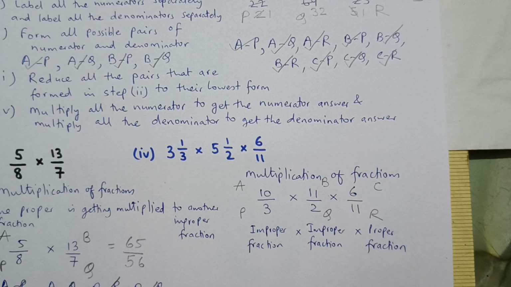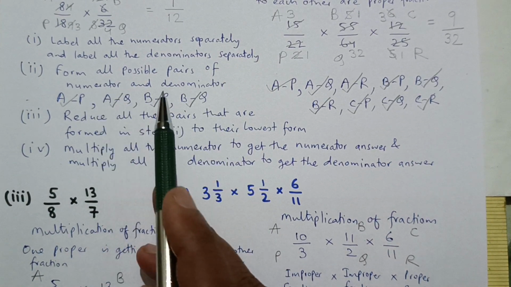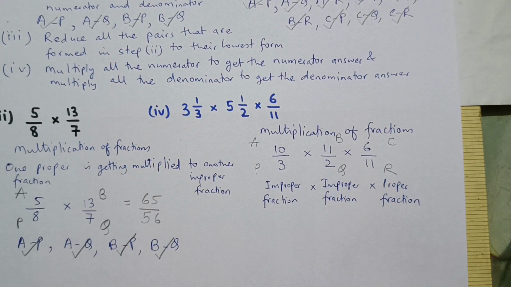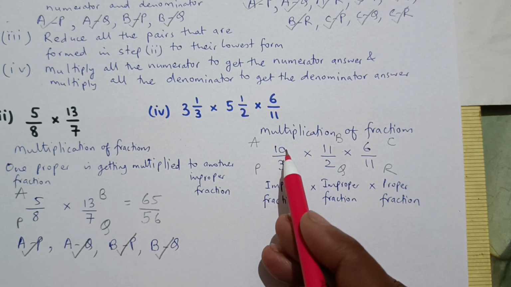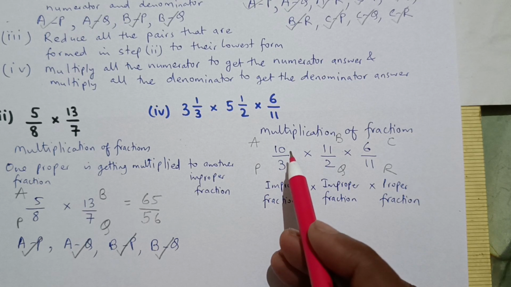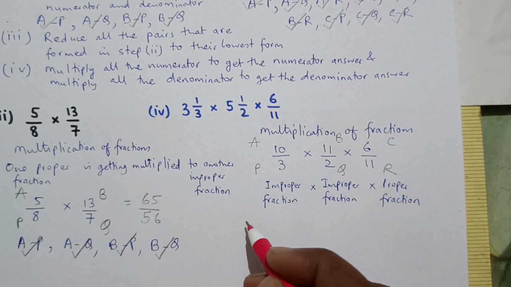Now step number 2 is form all possible pairs of numerator and denominator. So now we have to form all possible pairs of numerator and denominator. So first we are going to take the numerator 10 and form all numerator denominator pairs with this numerator 10. So one numerator denominator pair is 10 by 3. So AP.